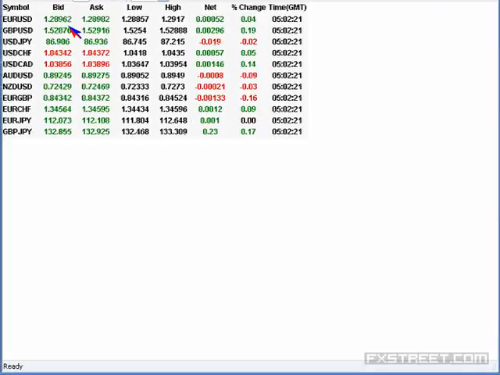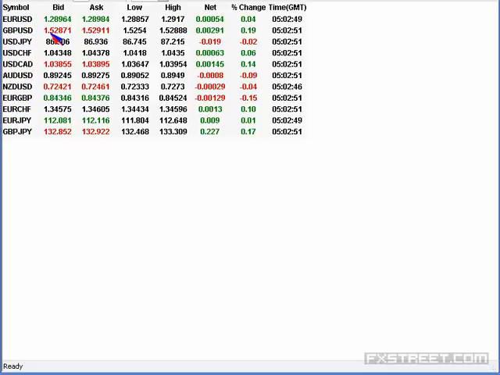Currently, euro is trading around 1.2896, 1.2898 level, and the low is 1.2885, the high is 1.2917, the net change is 5 pips positive. From the start of the Japanese session, they have not breached the high.